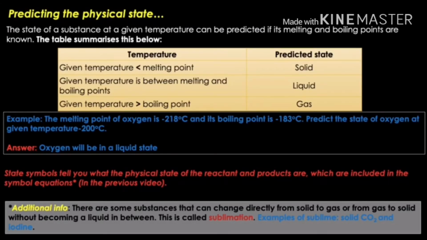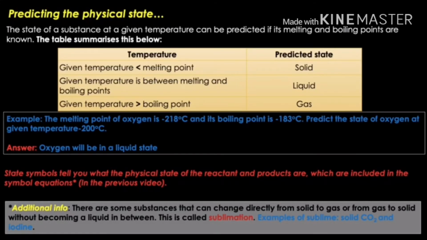For example, the melting point of oxygen is minus 218 degrees Celsius, and the boiling point of oxygen is minus 183 degrees Celsius. So you could be asked to predict the state of oxygen at a given temperature of minus 200 degrees Celsius. The answer is oxygen will be in a liquid state, as minus 200 degrees Celsius is in between the melting and the boiling point of oxygen.